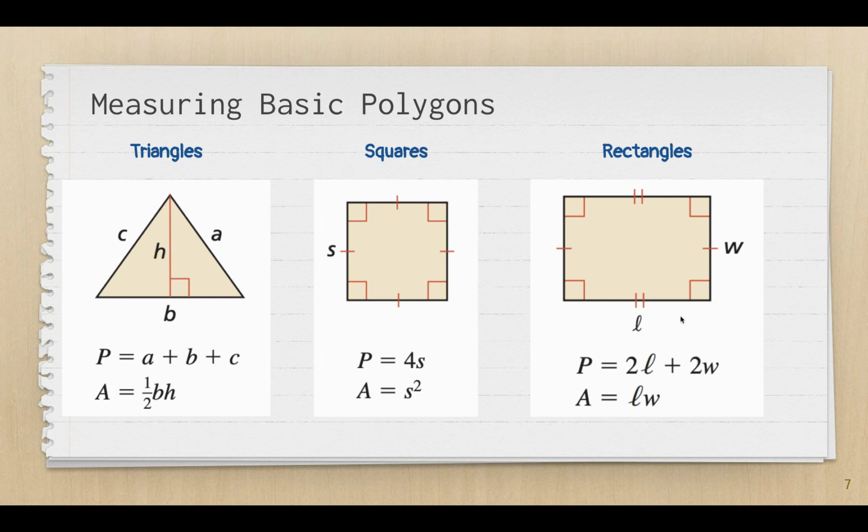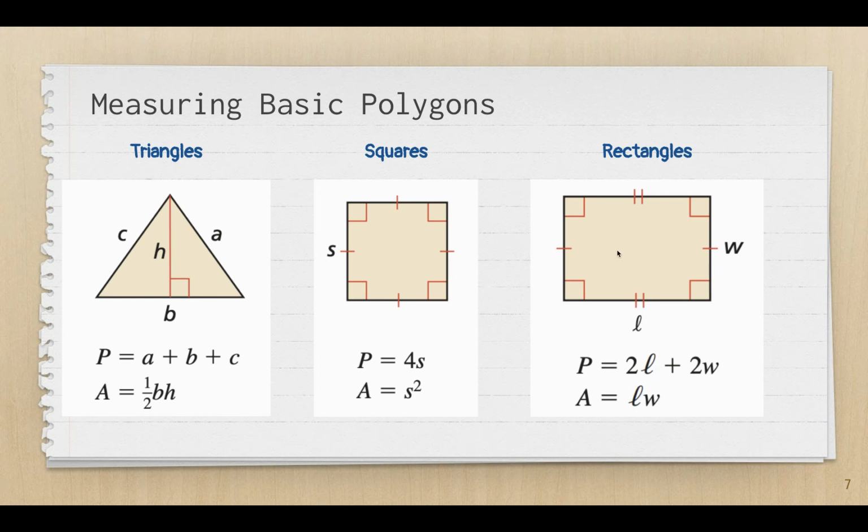Okay, L and W just represent numbers. Remember that this would also be L and this dimension would also be W. So the perimeter is L plus W plus L plus W, or 2L plus 2W. The area is just length times width, or base times height. Doesn't matter how you think of it.